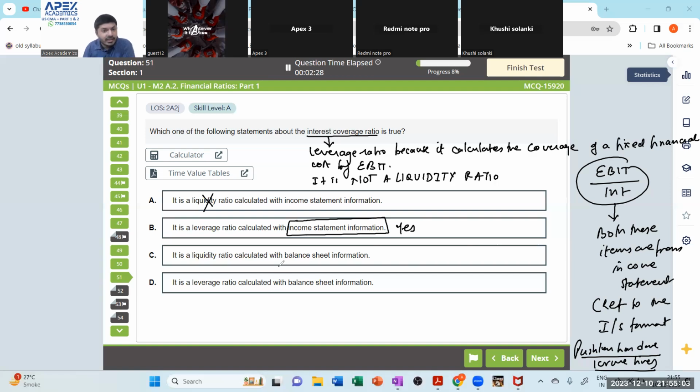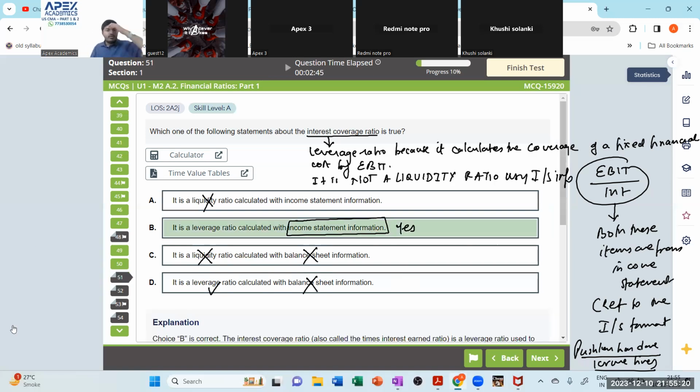It is not a liquidity ratio and it does not use balance sheet information. It is a leverage ratio, it does not use balance sheet information. It is a leverage ratio which is using the income statement information. Agreed or disagreed, everybody? Agreed, sir. Okay, take a screenshot. Let's go to the next question.